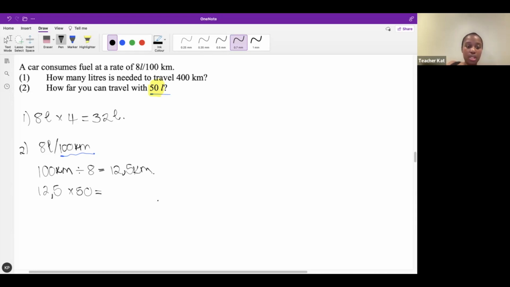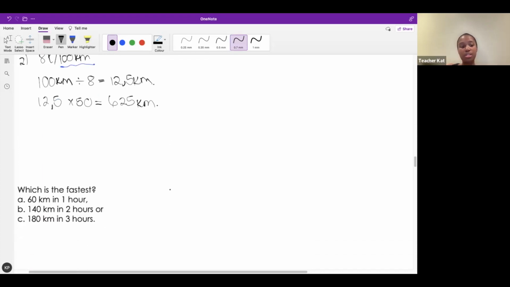Which tells me how much? What's 12,5 times 50? 12,5 times 50, we have 625. So for 50 liters, I can travel 625 kilometers. Okay, I think this was pretty simple and straightforward.